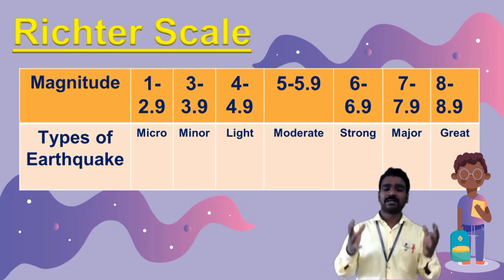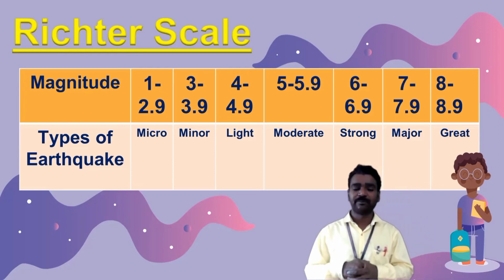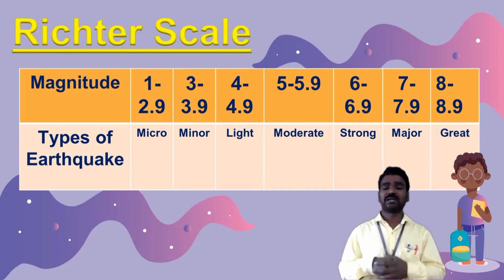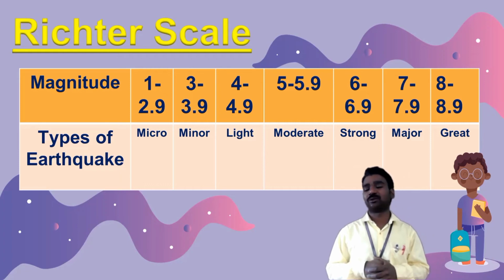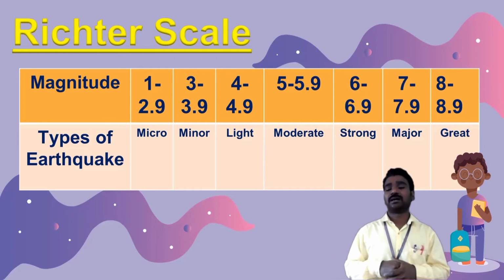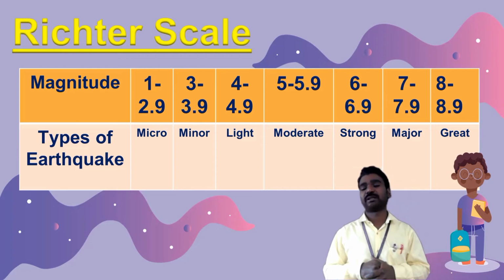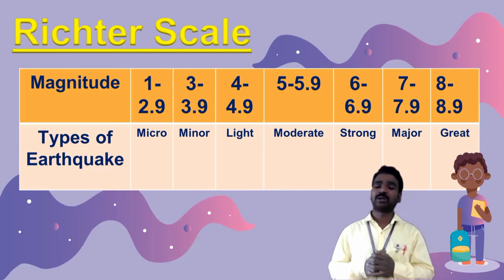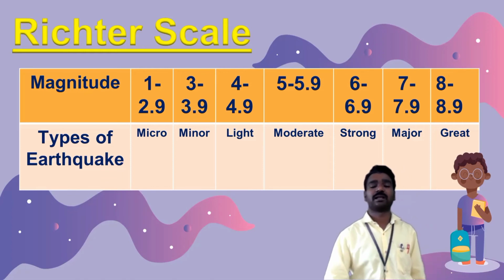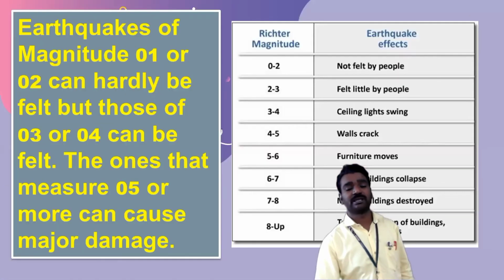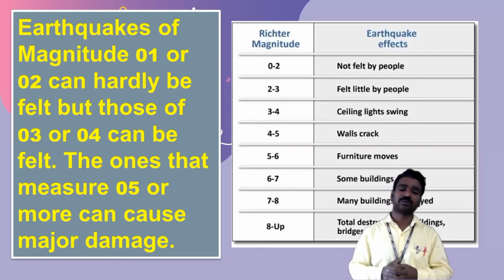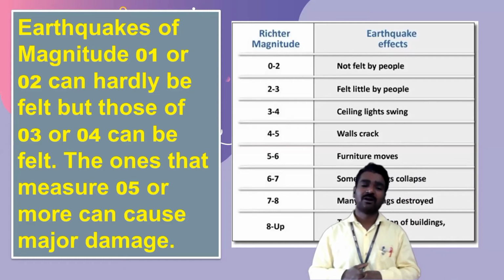And if the intensity of the earthquake is between 5 to 5.9, then these earthquakes are called moderate earthquakes. The earthquakes of magnitude 6 to 6.9 are known to be strong earthquakes. The earthquakes of magnitude 7 to 7.9 are called major earthquakes, and the earthquakes of magnitude 8 to 8.9 are called great earthquakes, which can bring more damage and more loss of lives of the people and other things.